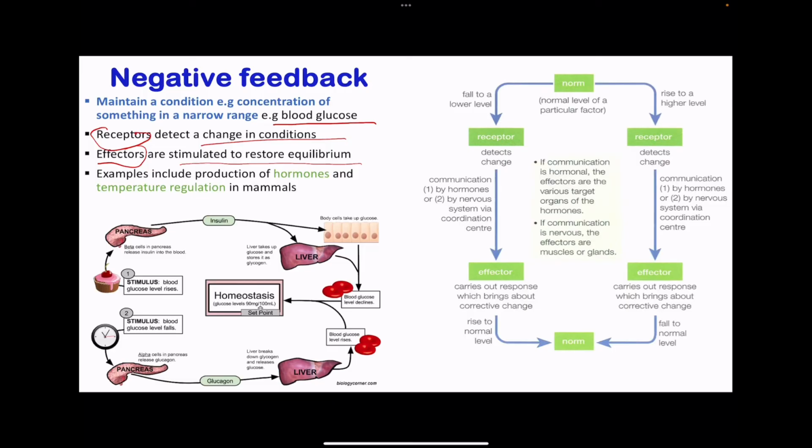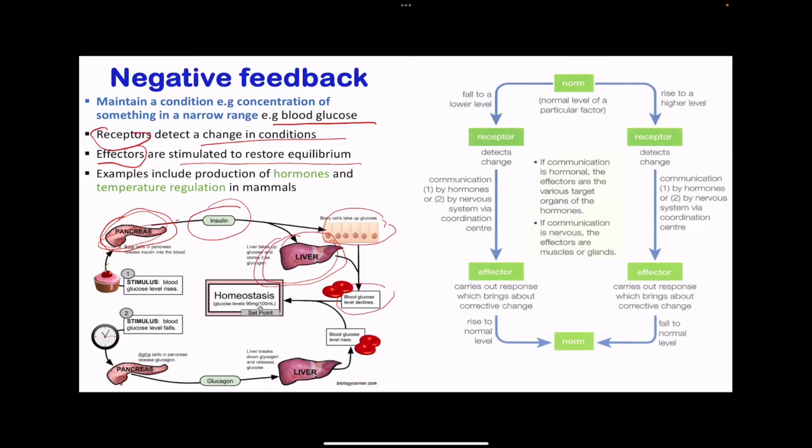So here we can see if the stimulus is that the blood glucose has risen, insulin is going to be produced. Insulin triggers the liver cells as well as the cells of the body to take up more glucose. The liver cells will convert glucose to glycogen, while cells like the muscle cells are going to store it for use. And these work together to ensure that the blood glucose is decreased to return the system to normal.